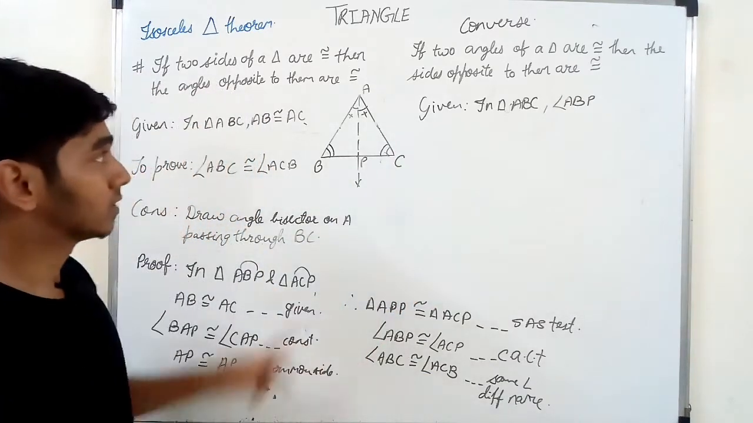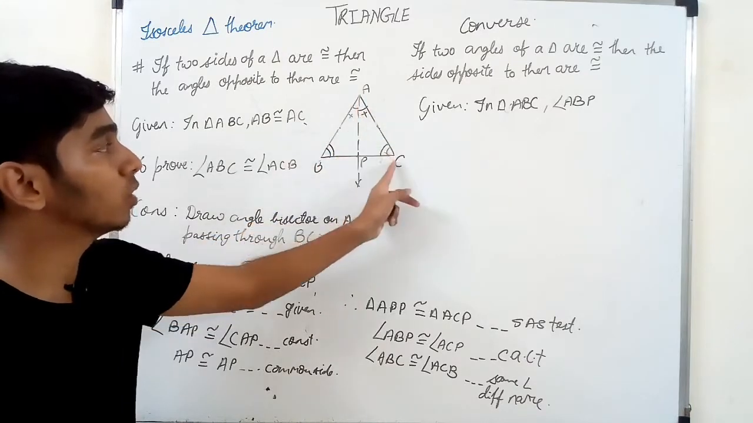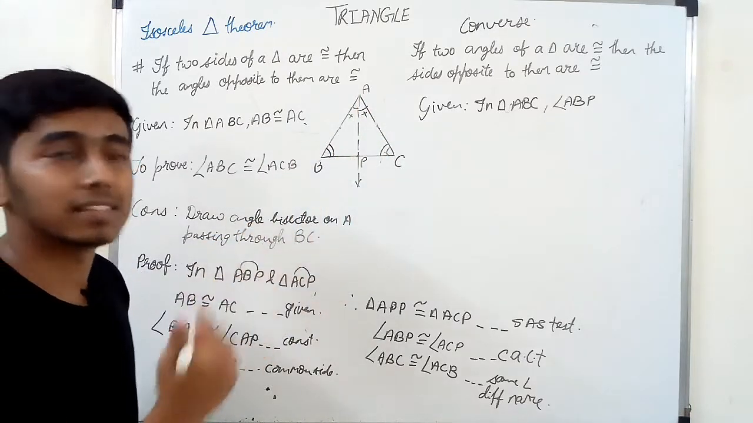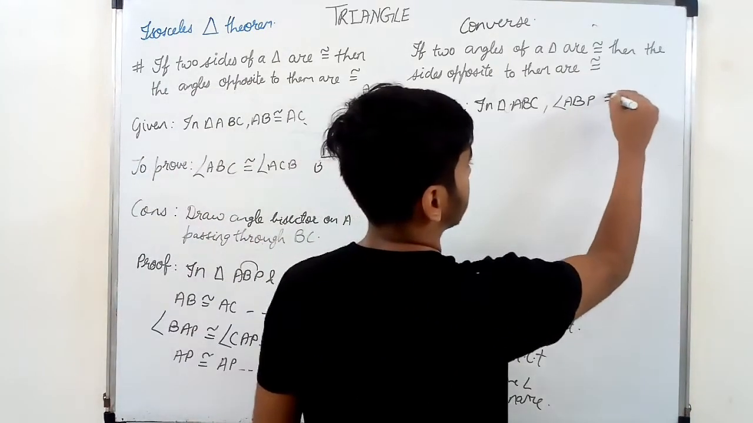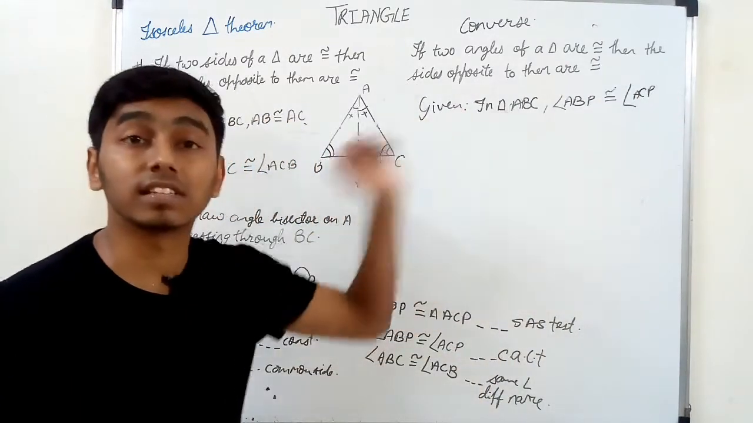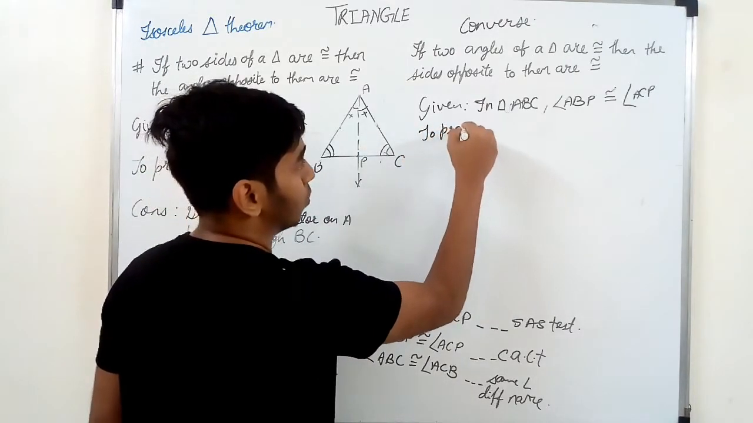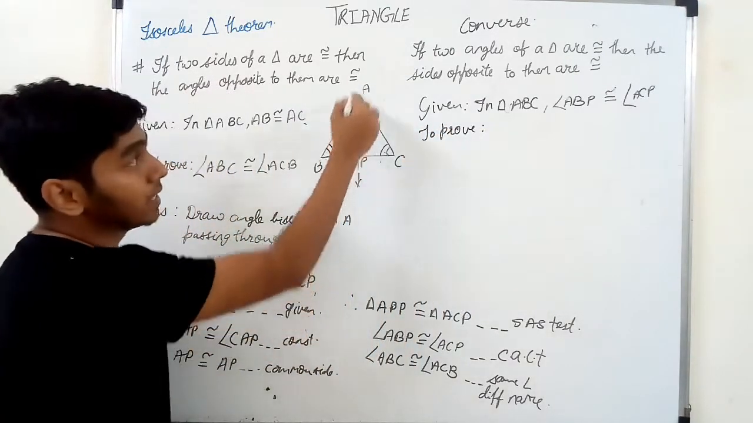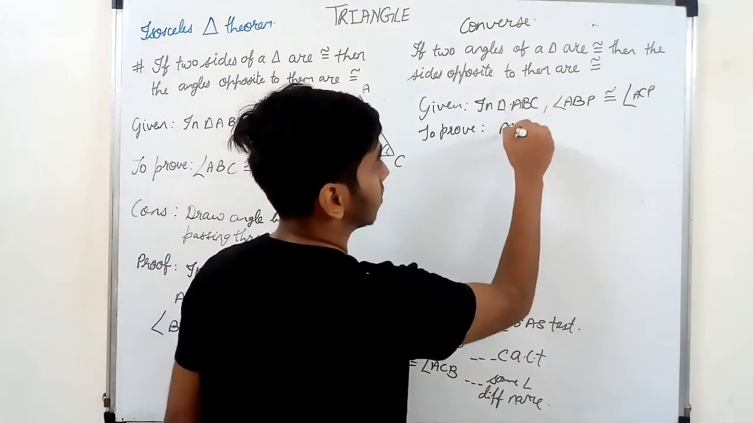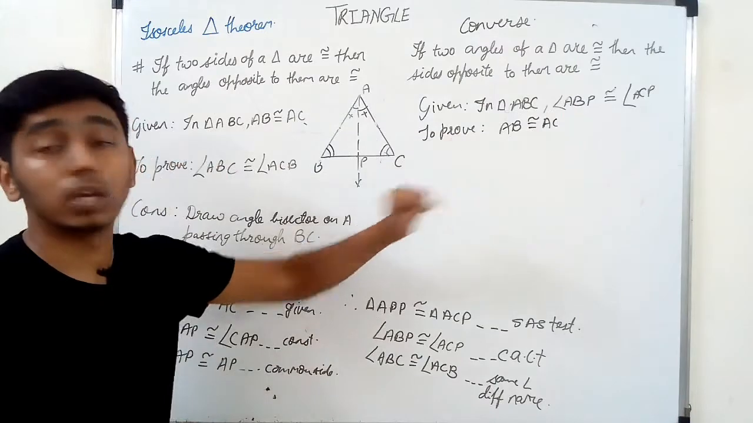Now let's get back to this. ABP, or you can say ABC, is congruent to ACP. It means the same. So angle ABP is congruent to angle ACP. Correct? So this is given to us. What is to be proved? To prove, AB is congruent to AC. Let's see the proof.